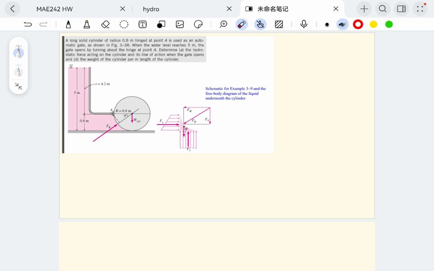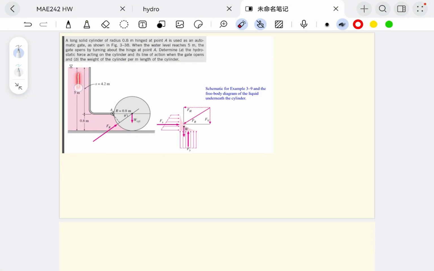A long solid cylinder of radius 8.8 meters hinged at point A is used as an automatic gate. When the water level reaches 5 meters, the gate opens by turning about the hinge at A. Determine the hydrostatic force acting on the cylinder and its line of action when the gate opens.